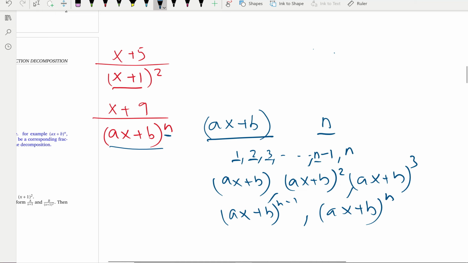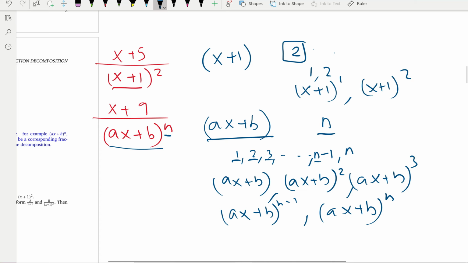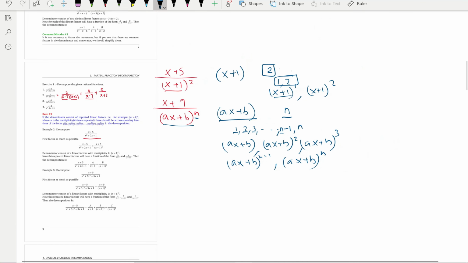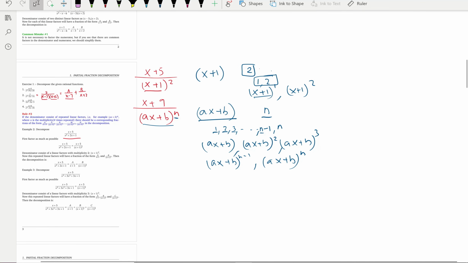So for example, in this case, x plus 1 is the factor. It is repeated twice, so count up to 2. So 1, 2. Well, that was easy, right? You stop at that number. So you have x plus 1 to the power 1 and you have x plus 1 to the power 2. So you take each power of that factor for each number in your count. Now you get so many versions of this same factor with different powers. For each of these powers, you will have a corresponding fraction in the decomposition.